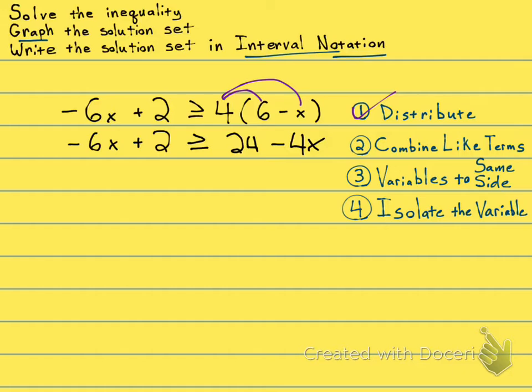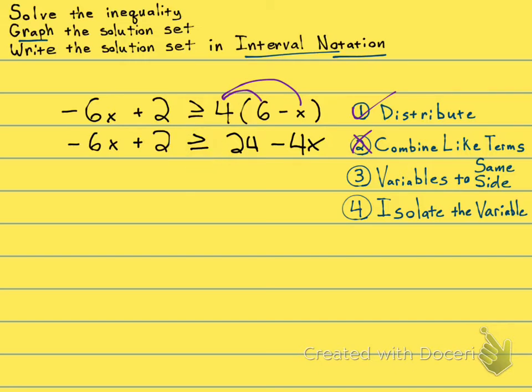Next step, I'm looking on the left side and then the right side to see if I can combine like terms. I can't combine those two, they're not like terms. I can't combine those two, they're not like terms. So I'm going to pass up step 2, nothing to do. Step 3, variables to the same side. Now sometimes I will move the smaller variable, but when we're dealing with inequalities, we always want to end up with our variable on the left.